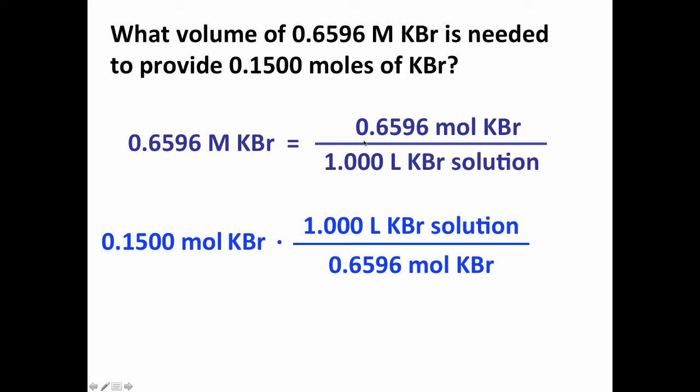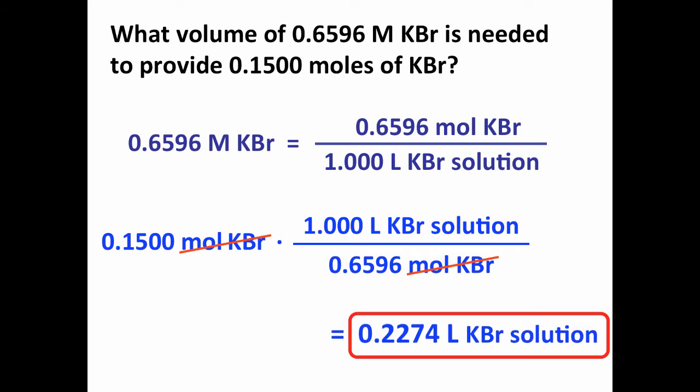And notice we're going to be writing the molarity ratio, quote-unquote, upside down because we want to cancel moles of KBr and we want to get a volume. So there's our setup. We're going to take 0.1500, multiply by 1, and divide by 0.6596. That will give us our answer, in this case 0.2274, and it's in liters of the potassium bromide solution, and specifically it's of the 0.6596 molar potassium bromide solution.